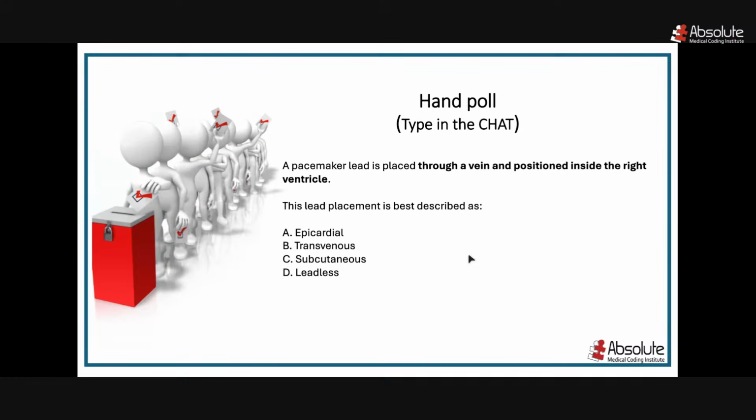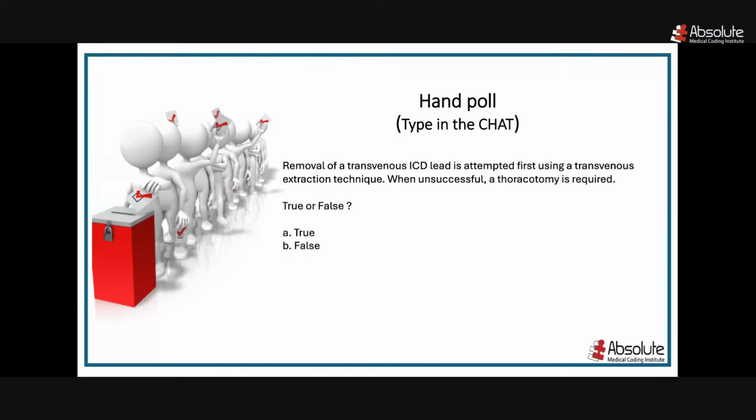Okay, you all are super fast. There you go. Yes, it is indeed option B, that is transvenous, because the lead is placed through the vein and positioned inside the right ventricle, right? So that is through the vein. Through the vein means it is transvenous. Excellent. Let's move on to the next one.